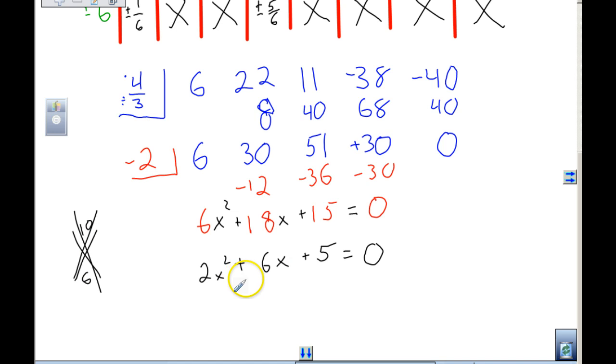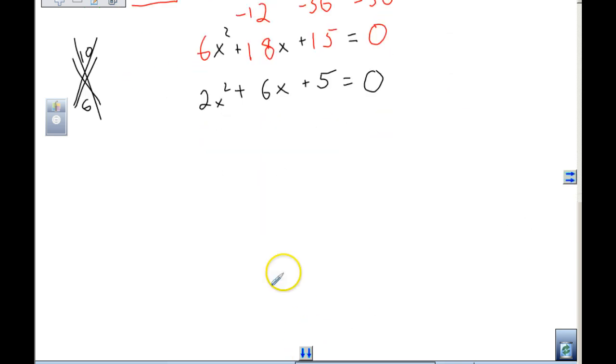So quadratic formula or completing the square. Now with the coefficient in front, when you complete the square, remember you have to divide through by that number. So we'll have some fractions to work with. So if you're opposed to fractions, you might just want to go to quadratic formula. And that's what we'll do.